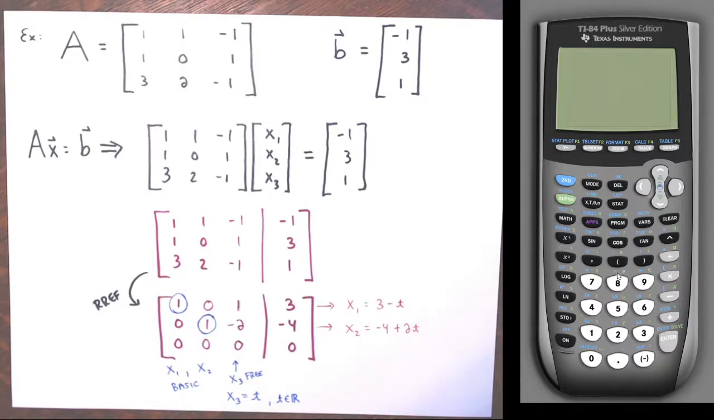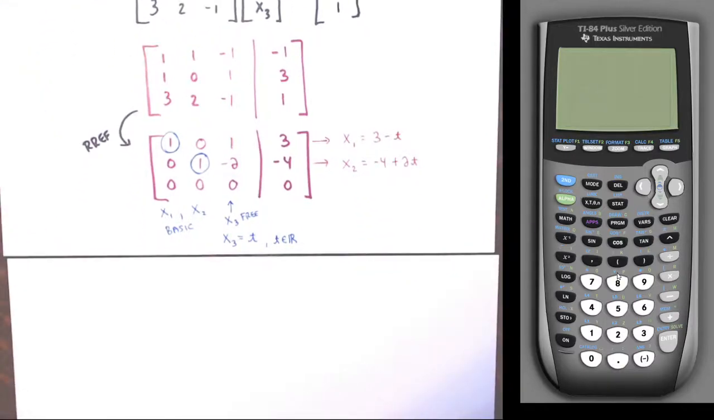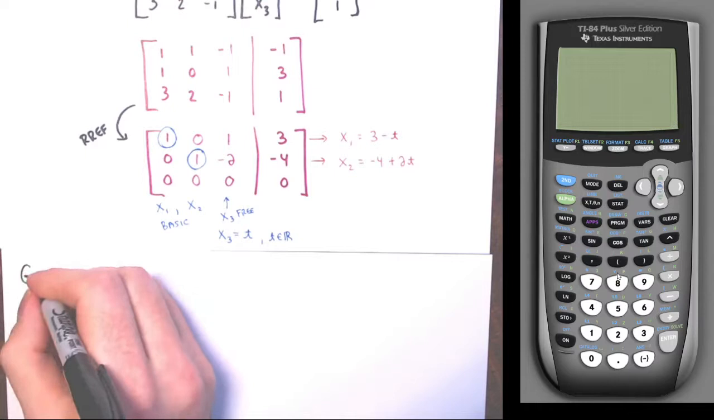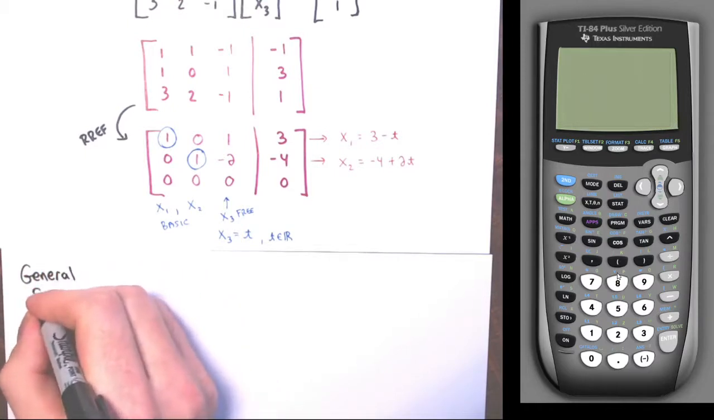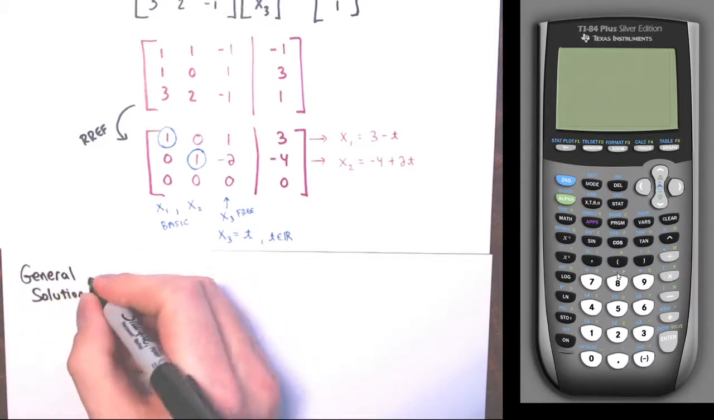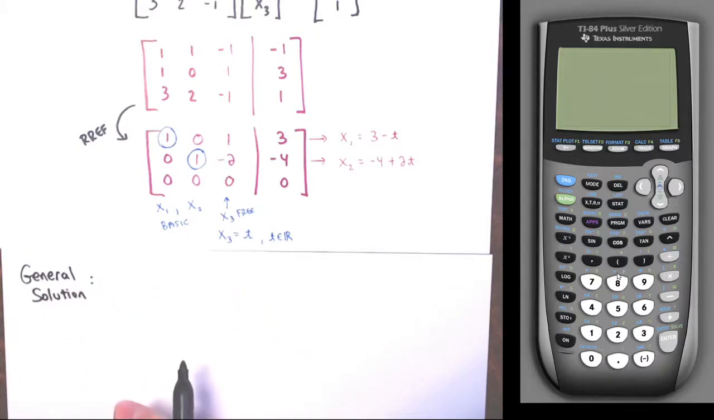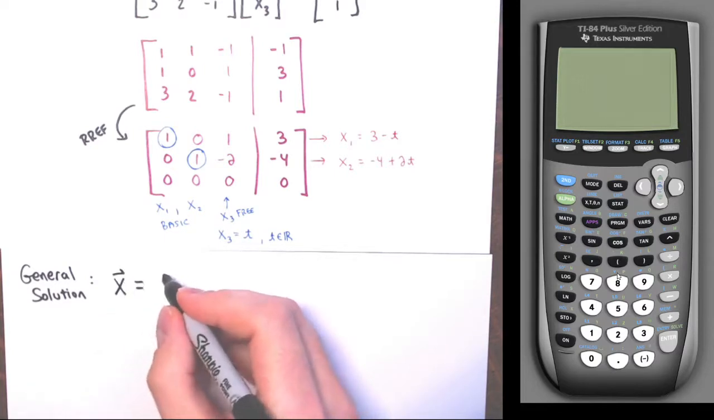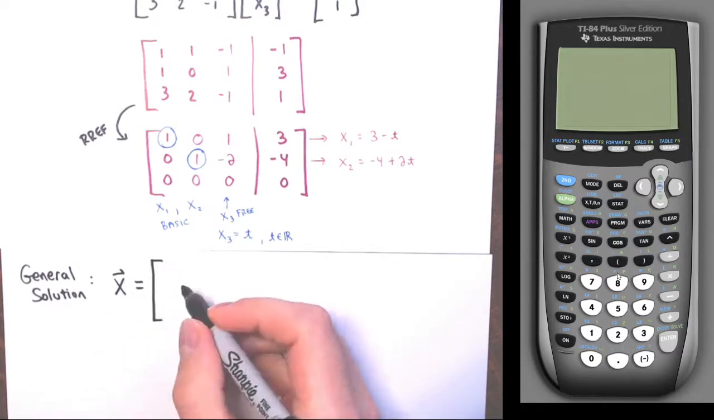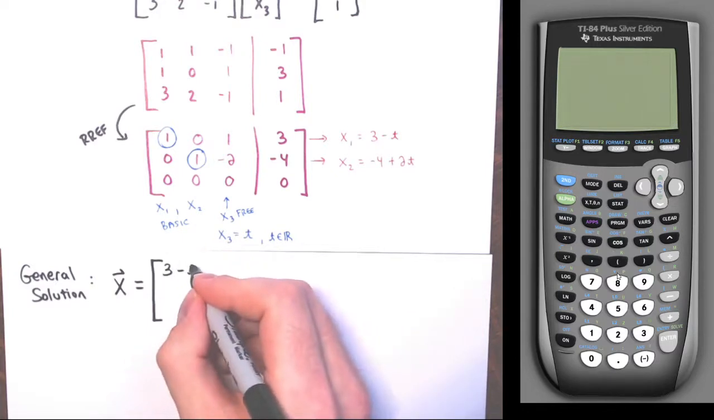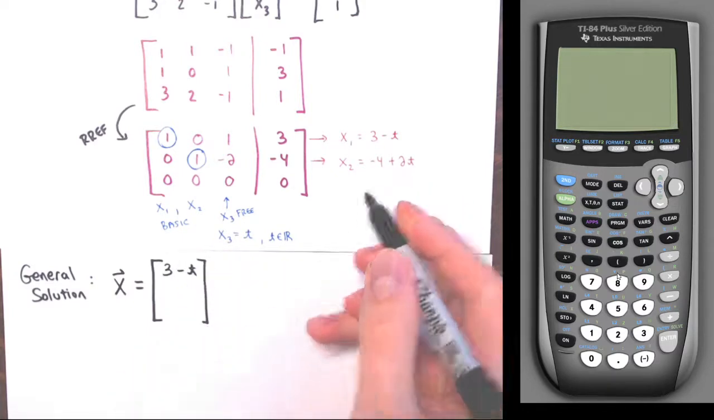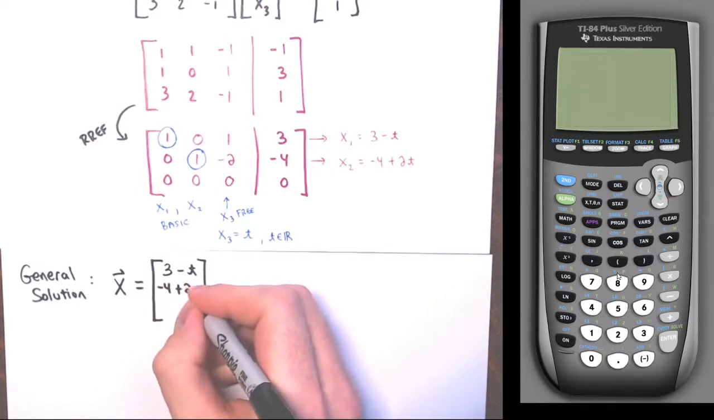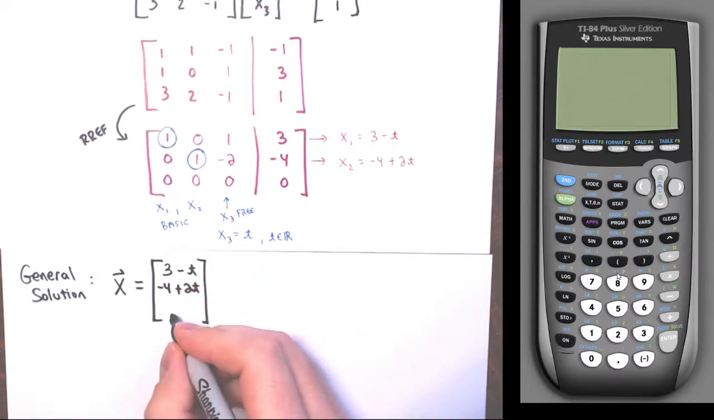Alright, so then I can describe the general solution to this system, this equation, as I can replace x with any vector that looks like the following. The first component is 3 minus some choice of t. The second component is -4 plus 2 times my choice of t, and x3 is just my choice of t.